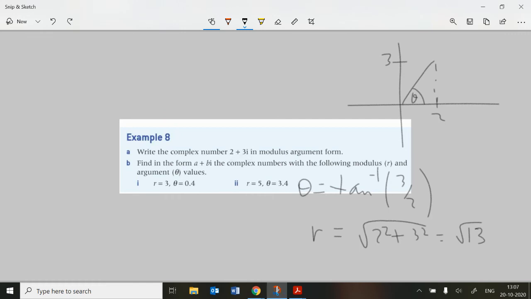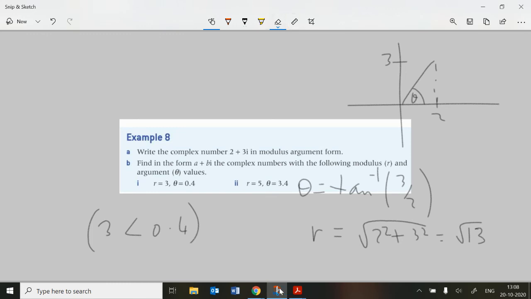Right, and so for part B, it's saying find the form a plus bi, the complex numbers with the following modulus and argument values. Now, again, this is easier to do on your calculator. Again, you can set this one up as 3 angle 4 using that book function. I think you can go directly into the book function and find that. So you can just do that, and that will give you what you need.